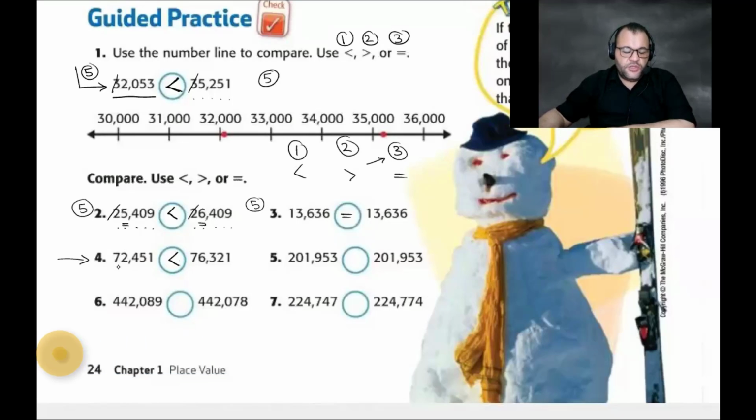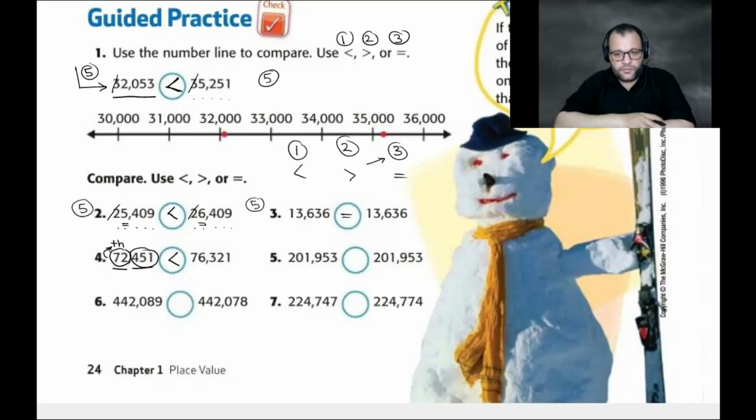So 72. Can you read the two numbers, and can you read the statement? Can you read it? 72. We have to divide the number into periods. So that is the first period and that is the second period. The name of the second period is thousand. So read this number and say thousand. Then read the other part. 72,000.